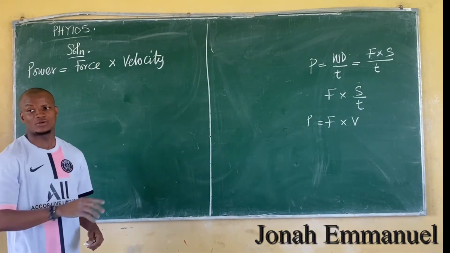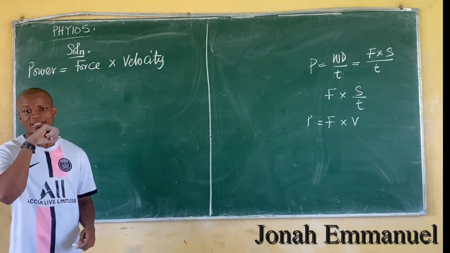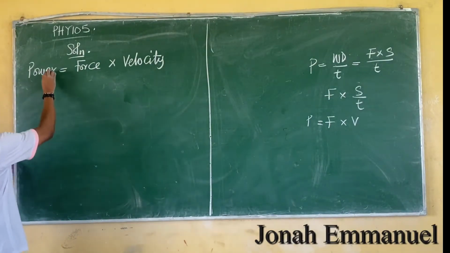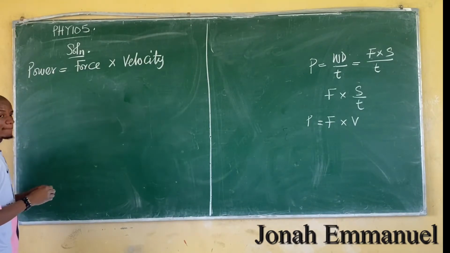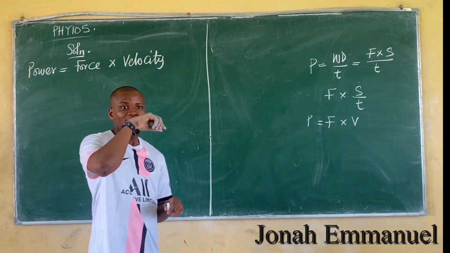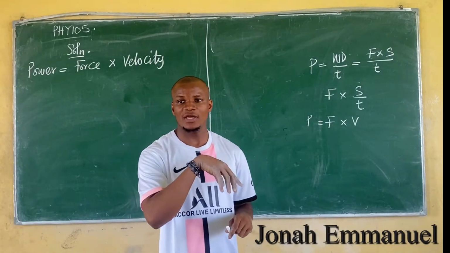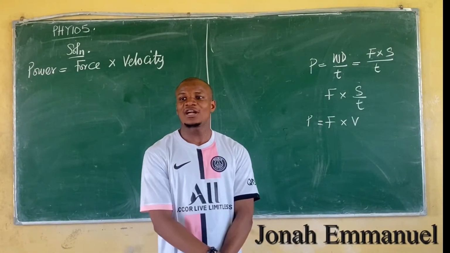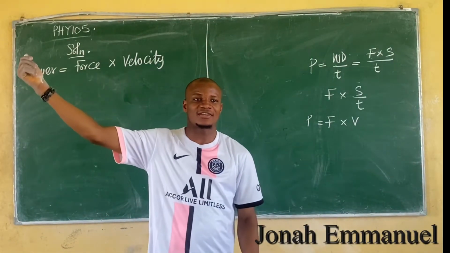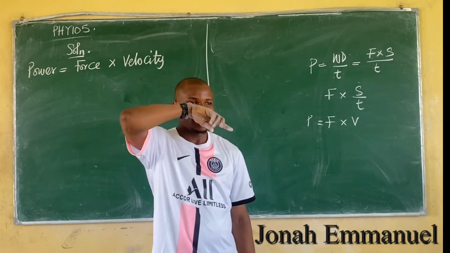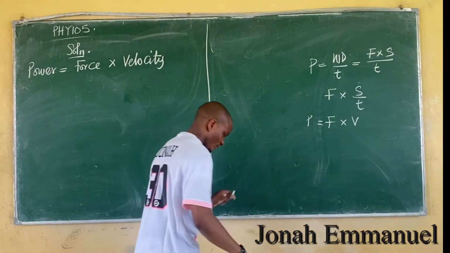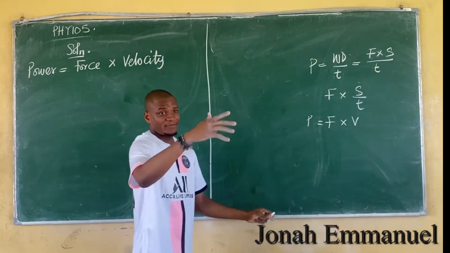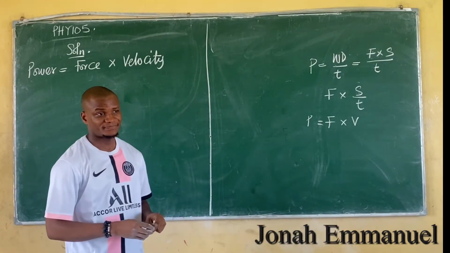Let's assume I didn't know this. How would I know this is correct? Look up. For power, what's the dimension, please? What's the dimension of power? We derived this before now, did we? We derived this in the very first class, not yesterday. The very first class, we were there. What's the dimension of power? Alright, let's do it together, please.